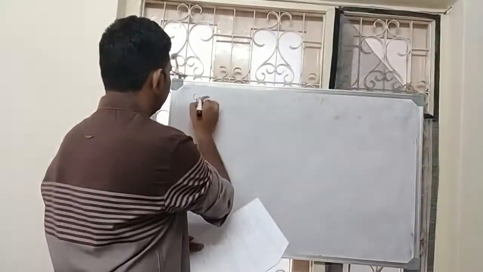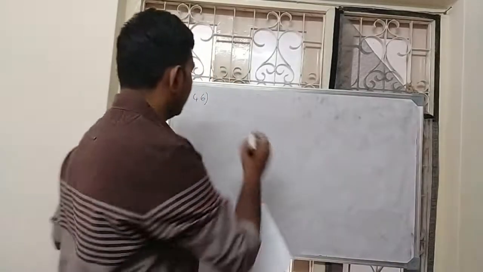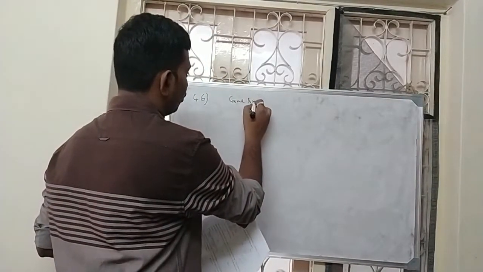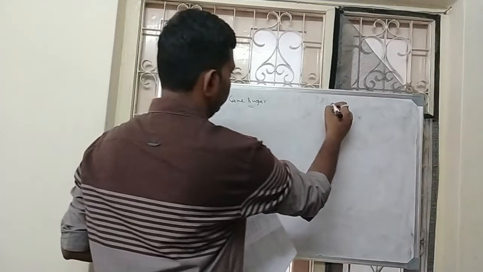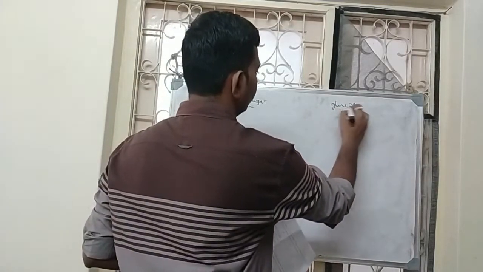Coming to the next question. Question number 46. A 5% solution by mass of cane sugar in water has freezing point of 271 Kelvin and freezing point of pure water is 273.15 Kelvin. The freezing point of 5% solution by mass of glucose in water is. So there are two solutions. One is cane sugar, the other one is glucose solution.